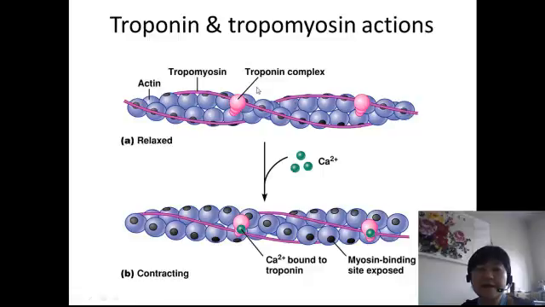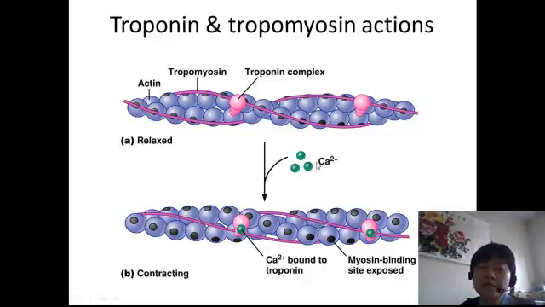The top one is relaxed. During the resting state, the tropomyosin is like a door that is closed, with all the sites for binding the myosin covered. So the door is closed. And troponin is like a lock. When the lock is in place, the door is closed, and the muscle is not contracting.